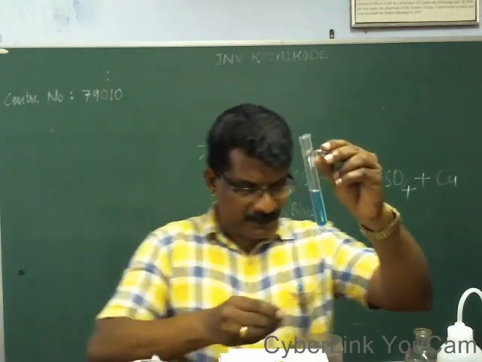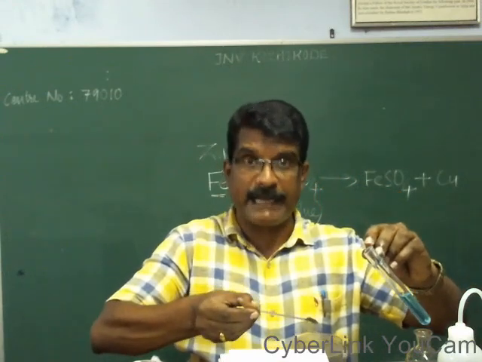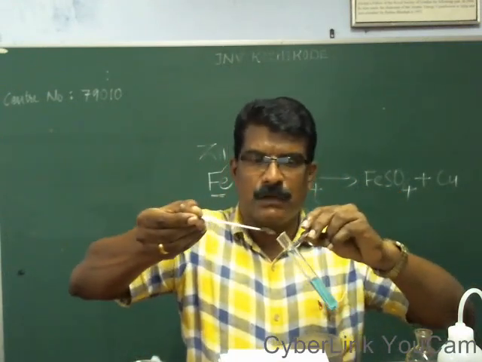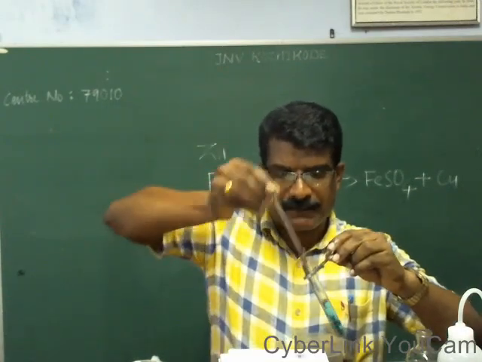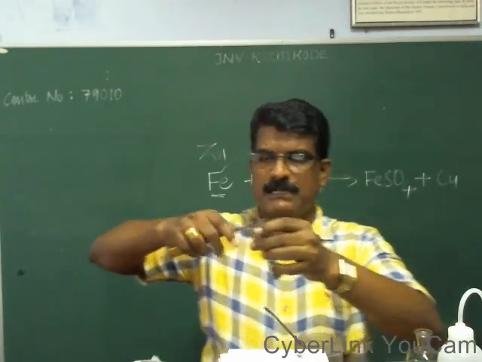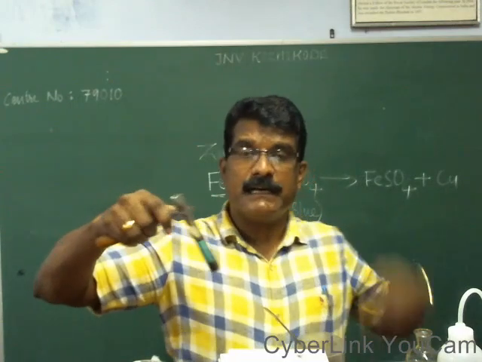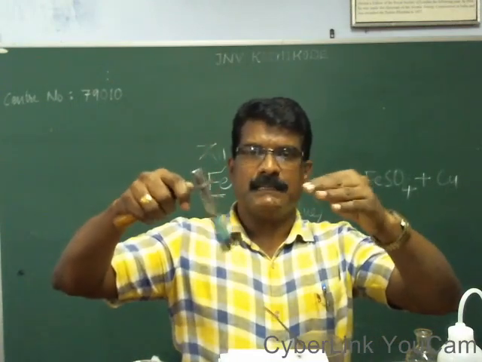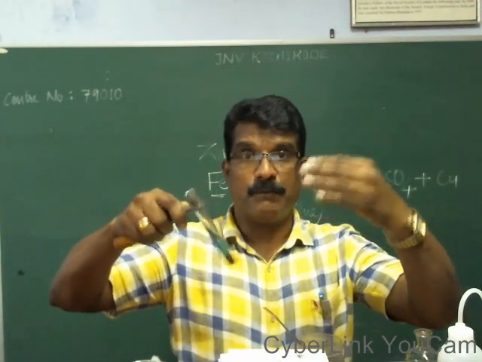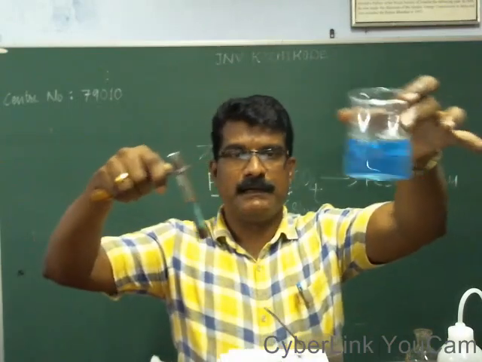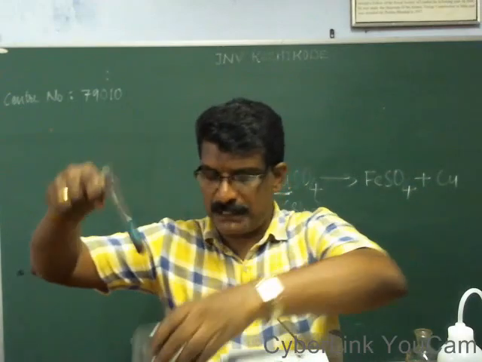Are you clear? Now see, I am putting some iron powder in it. Slowly I am putting iron powder in it. After some time, what happens, you see? Shake it well. See, now itself you can see the blue color is gradually changing into green. Copper sulfate is blue, now it becomes green. Gradually it is changing.